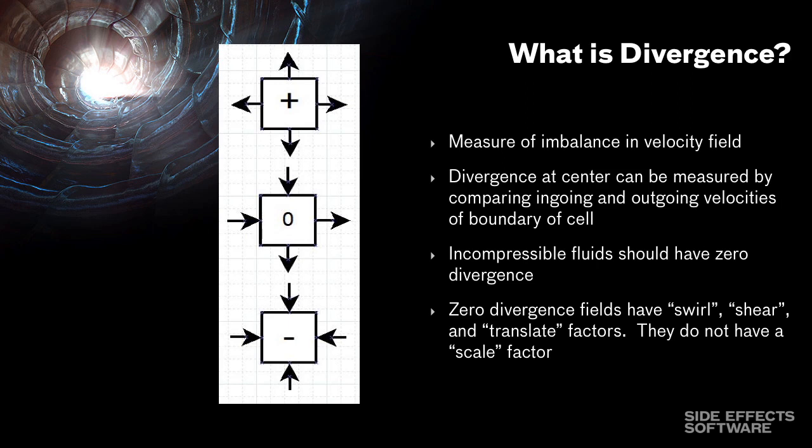Divergence is a measure of the imbalance in the velocity field. If we look at each of these individual voxels and we look at how much fluid is going into the voxel or leaving the voxel, we can see whether or not it's having a net gain or a net loss. Now, in a proper incompressible fluid, no voxel will gain or lose fluid in a time step. It'll all be balanced out on the incoming and outgoing. And this still allows for swirls and shears and translation motions. It just takes out any scaling motion that's present in the fluid.